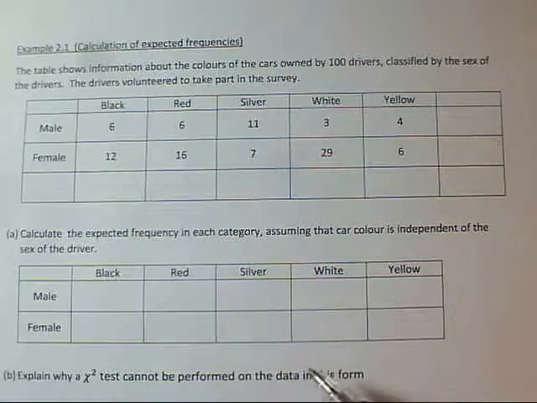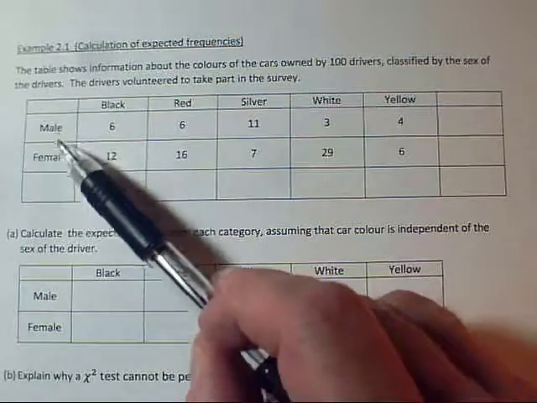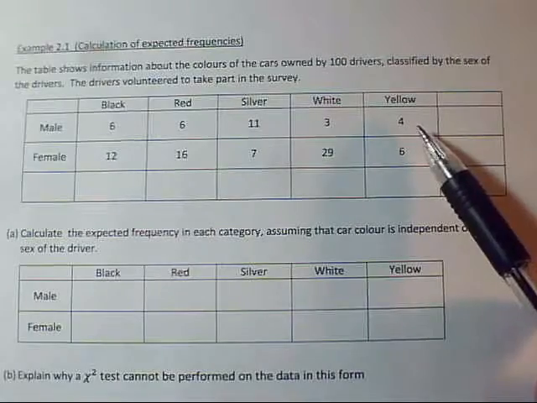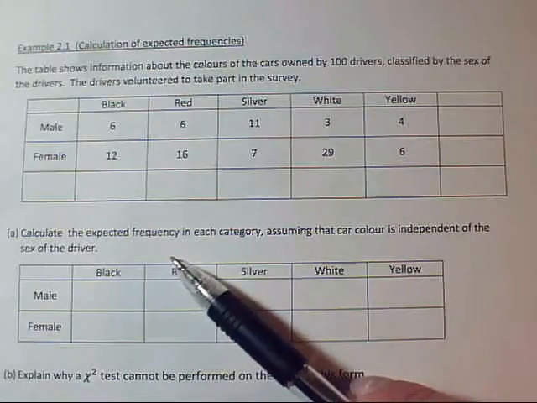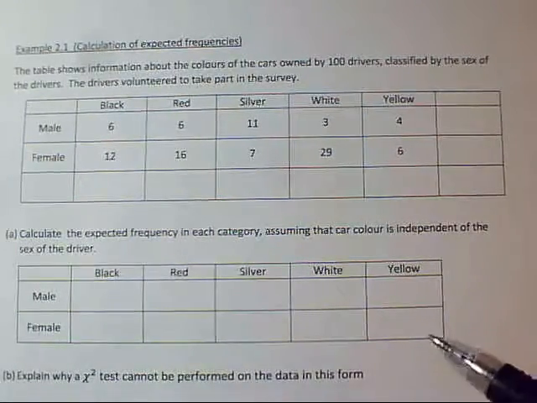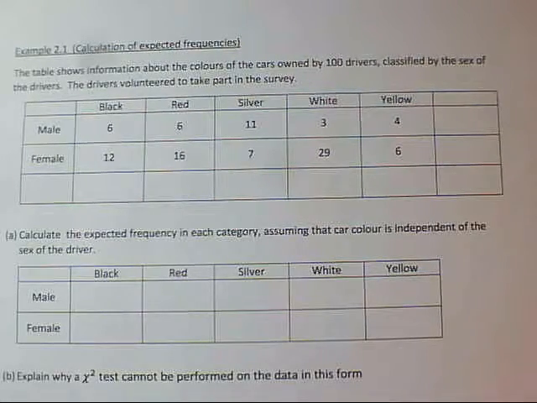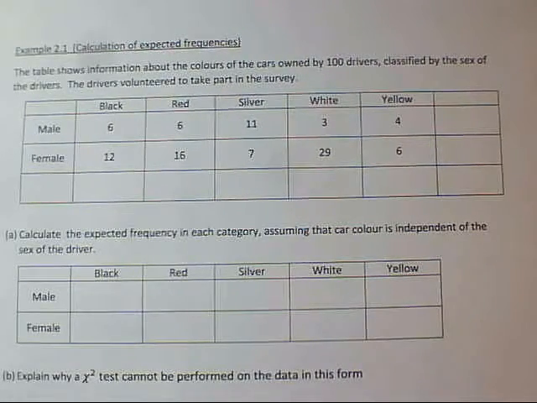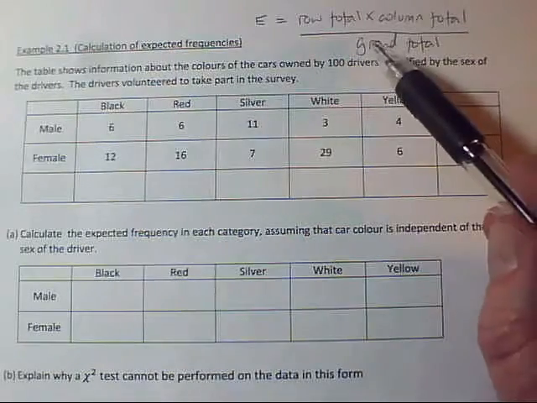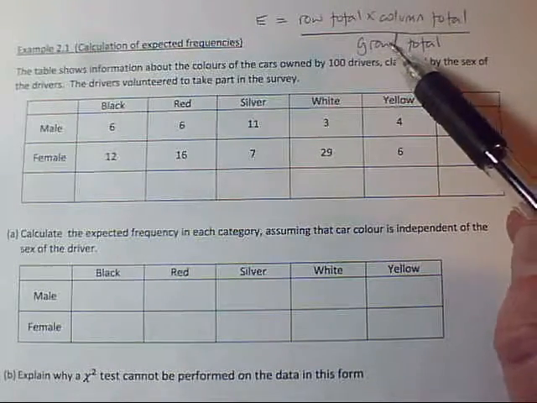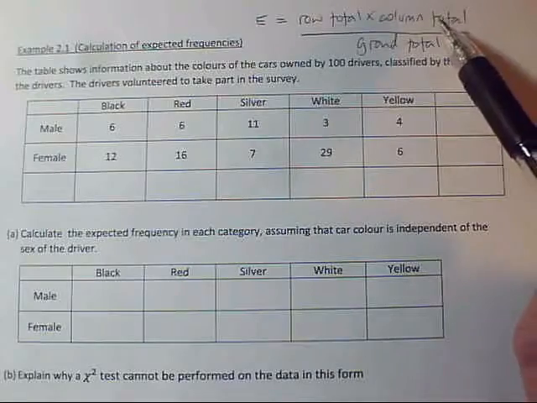Okay, we've got a contingency table. I've got information about the sex of drivers and the colours of their cars, and I'm asked to work out the expected frequency. So the method for that is we need to work out row totals and column totals, and then there's a formula we need to apply.